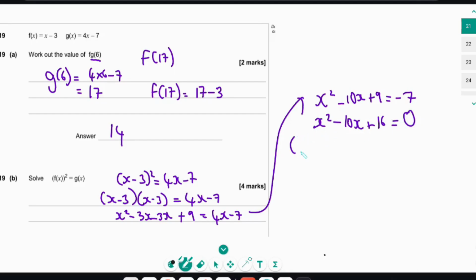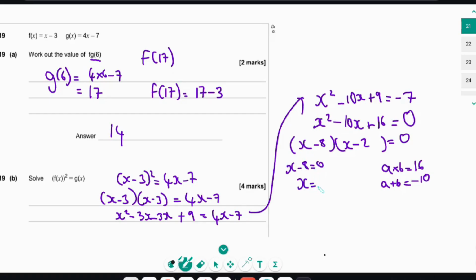I'm going to factorise. So I need two numbers that multiply to get 16 and add to get minus 10. Minus 8 and minus 2. So I know that x minus 8 times x minus 2 is equal to 0. So one of the brackets needs to equal 0. So either x minus 8 equals 0, in which case x is 8, or x minus 2 is equal to 0, in which case x is 2.